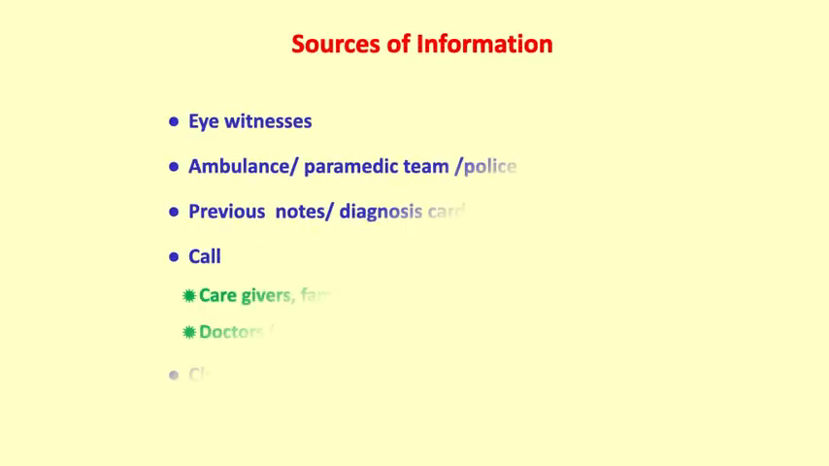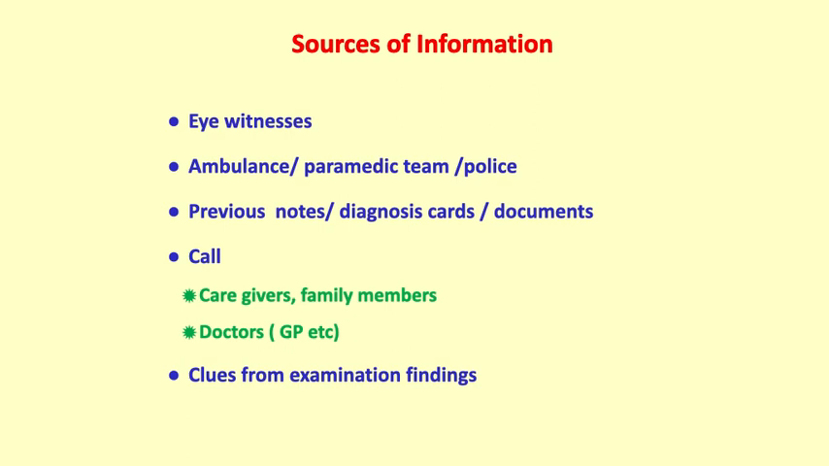It is very important for us to know the ways to gather information about an unconscious patient. If there is an eyewitness, it's easy. The ambulance staff, paramedical team, or police might give you some information on how the patient was found by them, or whether the patient was taken from a place of incident.